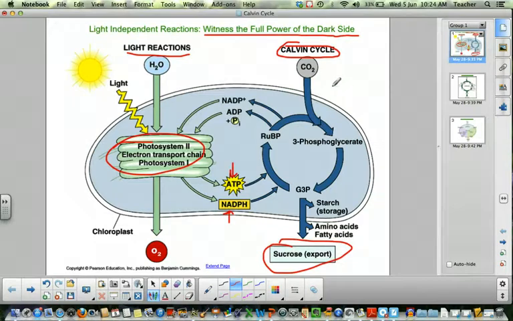We're going to look at this in a little bit more detail. We're going to talk about some of the things that happen, and more importantly, we're going to look at the products that come out and the reactants that go in a little bit more detail. Let's get started.